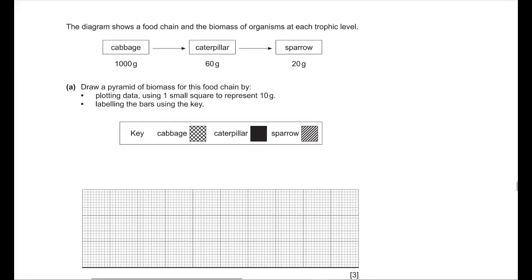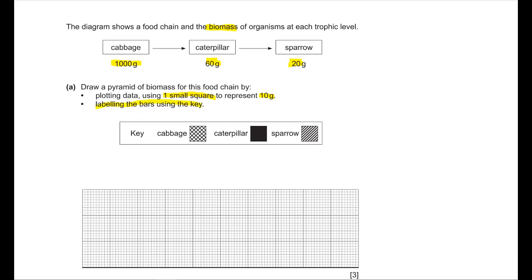Now, again, let's look at how you plot them, and then we'll go back to the advantages and disadvantages. So we've got a simple food chain here. Cabbage, caterpillar, sparrow. And it shows the amount of biomass at each trophic level. Now, in this, it says, use one small square to represent 10 grams and label the bars using the key.